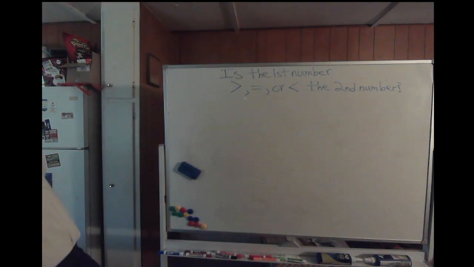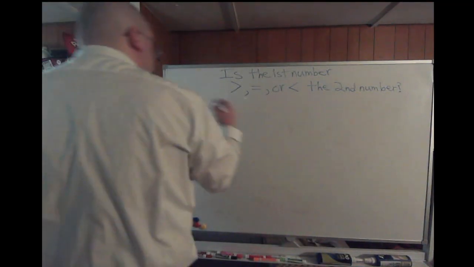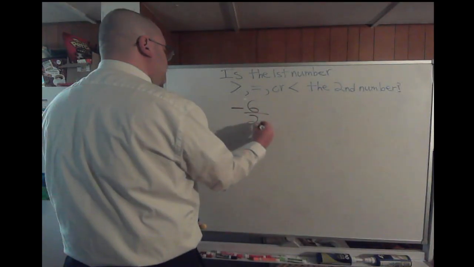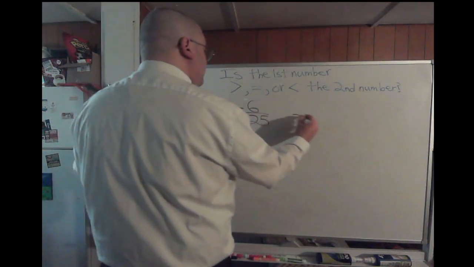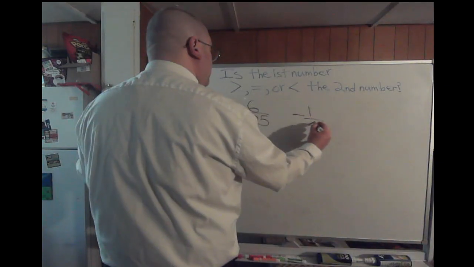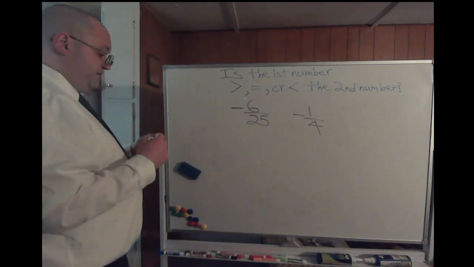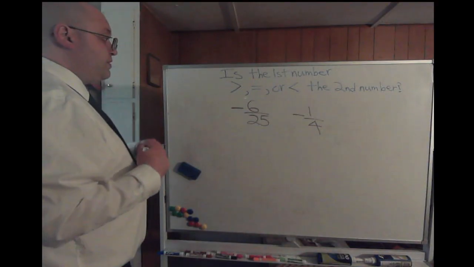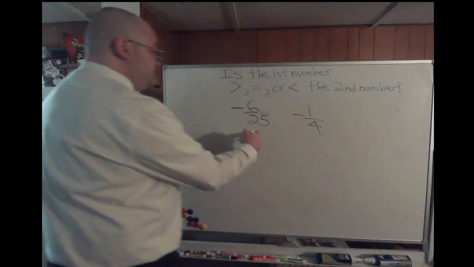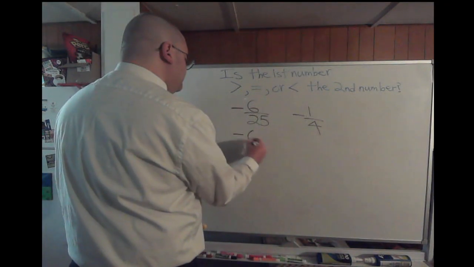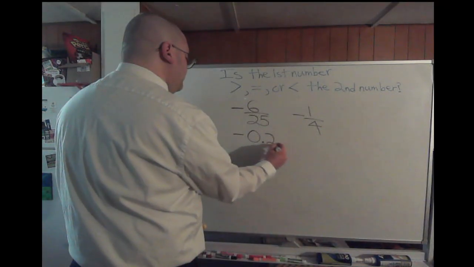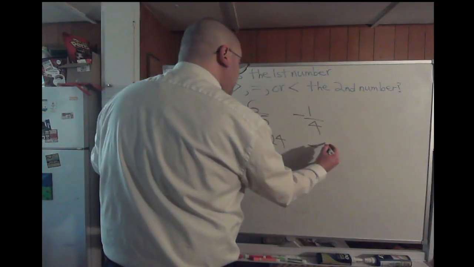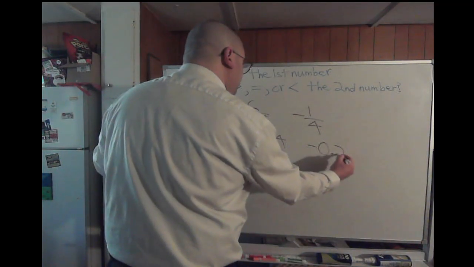All right. We have negative 6/25, and then we have negative 1/4. Well, negative 6/25 as a decimal is negative 0.24. You want to convert these into decimals. Negative 1/4, that'll be negative 0.25.